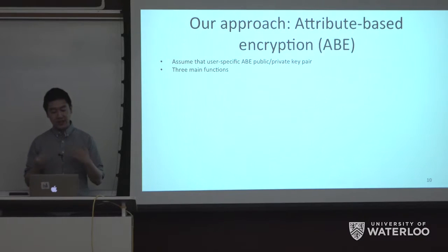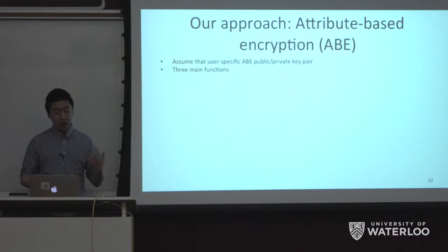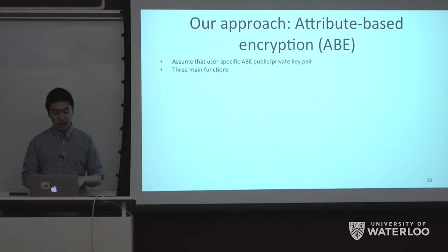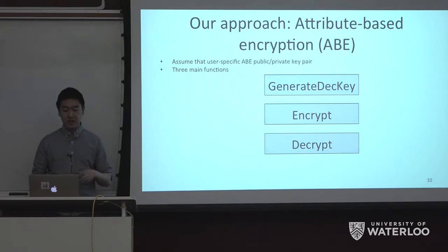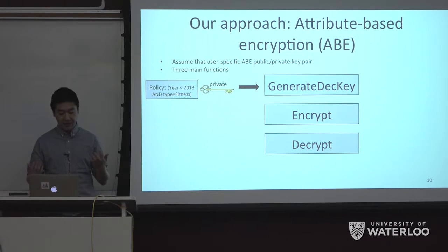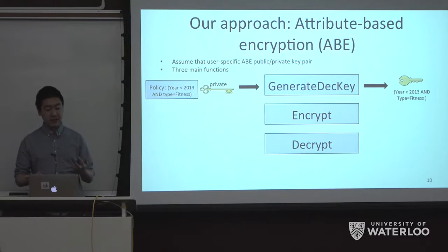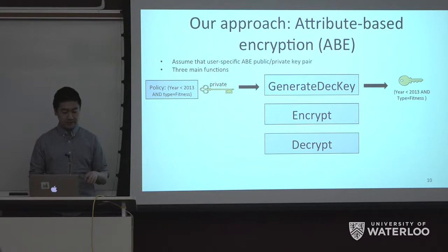So in order to securely and selectively disclose data, we use attribute-based encryption, ABE. We also assume a user private public key that is generated at the start of the ABE system, just like any other public key crypto system. And so just to present an overview of ABE, there are three main functions. There's the generate decryption key function, encrypt, and decrypt. And so first, generate decryption key takes in a policy and an ABE private key and outputs an ABE decryption key. So a policy is just a predicate connected by ands and ors. For example, year is less than 2013 and type equals fitness.